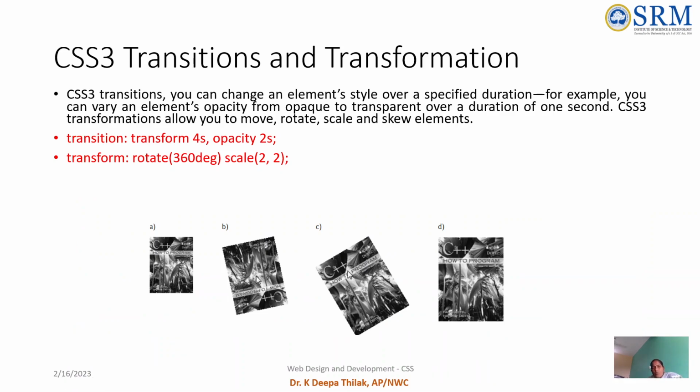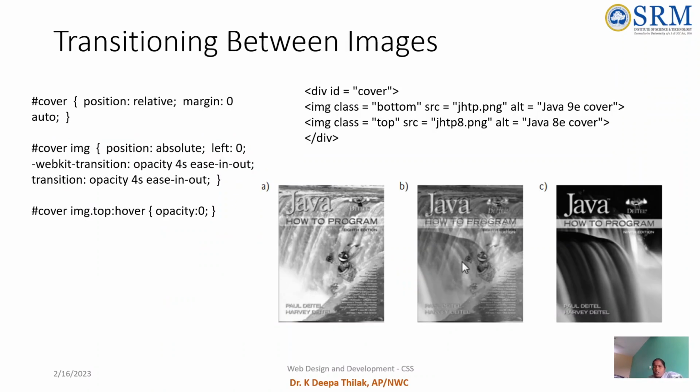So this is another one, transform. Transform will make the transformation where we can rotate the images or content in any 360 degrees, or I can change the size also. So in this example, the transform rotates 360 degrees upside down and scales the size from 2 to 2. So it doubles the size of the content that is given. So this is what we have as a transition between the images. So from one image to another image I can make the transition here.